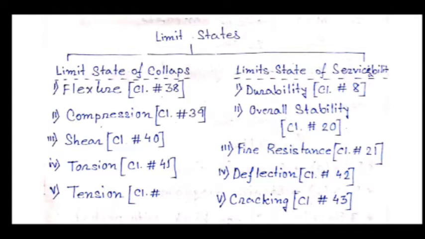Limit state of serviceability deals with deflection and cracking under service load, durability under working environment, stability, fire resistance, etc. Now, for durability, we have to follow clause number 8 of IS 456-2000. For overall stability, clause number 20. For fire resistance, clause number 21. For deflection, clause number 42. And for cracking, clause number 43 of IS 456-2000.